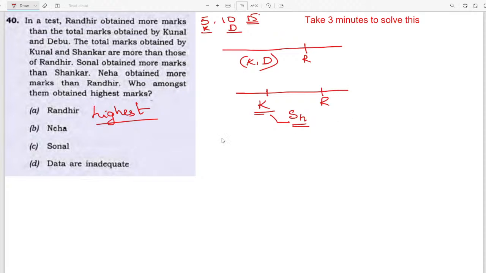For example, I'm just taking an example here. Let's take Randir as 20, Kunal is 5. So they are saying that the sum of Kunal and Shankar is more than 20. That is more than Randir's marks. So SH can be 16.